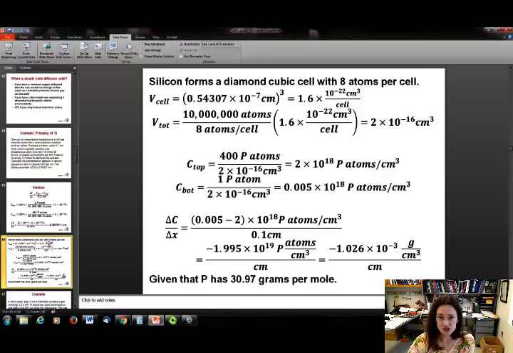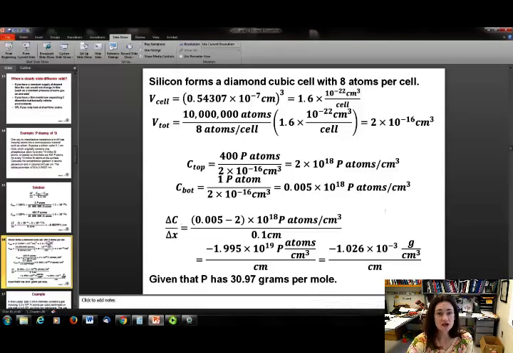So now my concentration at the top is going to be 400 phosphorus atoms divided by my volume, okay, which gives me 2 times 10 to the 18th phosphorus atoms per centimeter cubed. And then for the bottom, I've got 1 phosphorus atom divided by that volume, and I get 0.005 times 10 to the 18th phosphorus atoms per centimeter cubed. So that's a number concentration per volume.